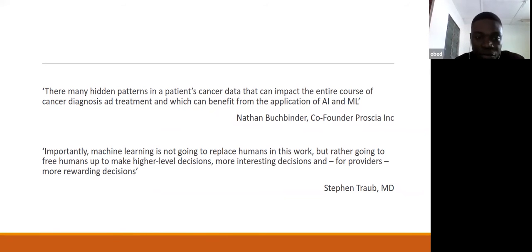The co-founder of one medtech says that there are many hidden patterns in cancer data, right? And because of how hidden these details can be, machine learning could come and leverage them. But what's important is realizing that machine learning is not going to replace the role of humans, right? But rather it's going to augment what they're doing.